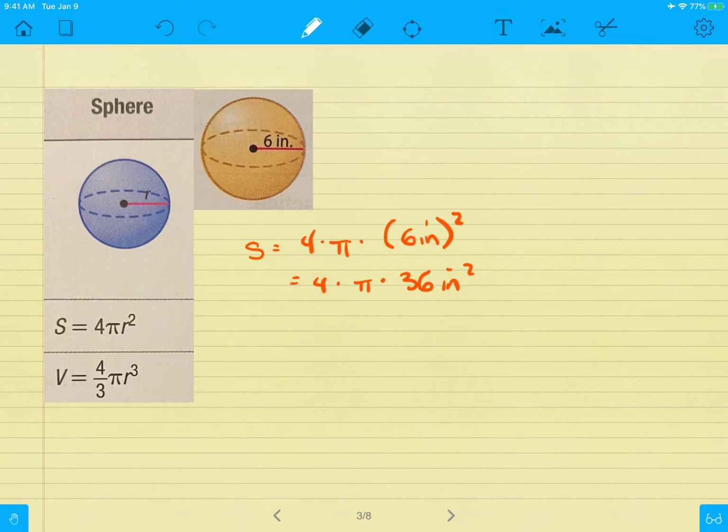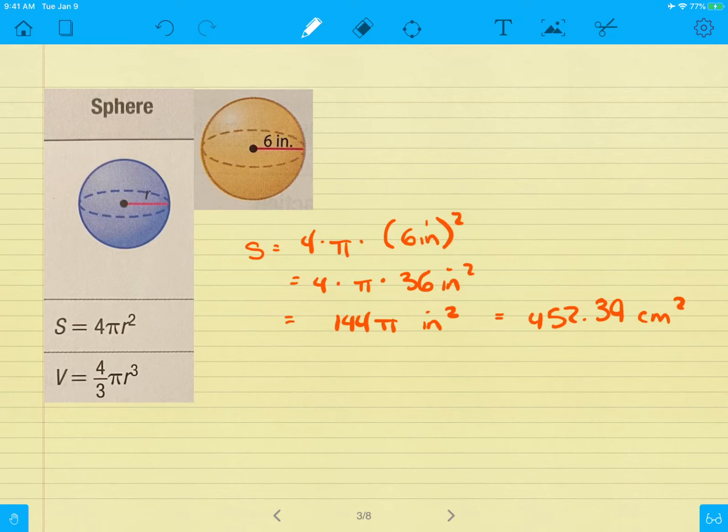Now, the exact answer here, if I take 36 times 4 on a calculator, 36 times 4 is 144 times pi. And this is inches squared. That's the exact surface area of the sphere. That's how many little square tiles would fit on the surface. Or if you took 144 times pi, you get 452.39 inches squared.